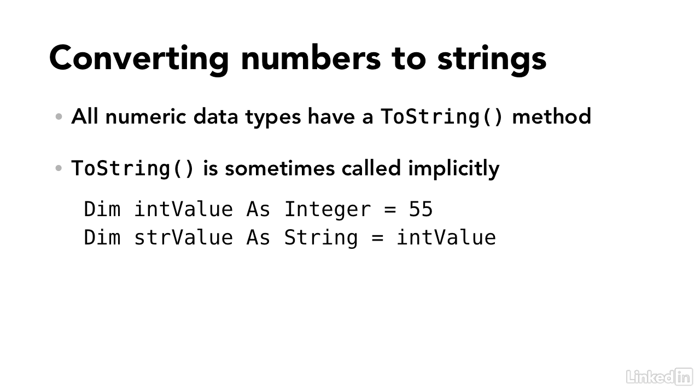In this example, I've declared a variable int value as an integer and assigned it a literal value of 55. Then I simply pass that value to a variable data typed as a string. In this case, I don't have to call the toString method. It's called for me.